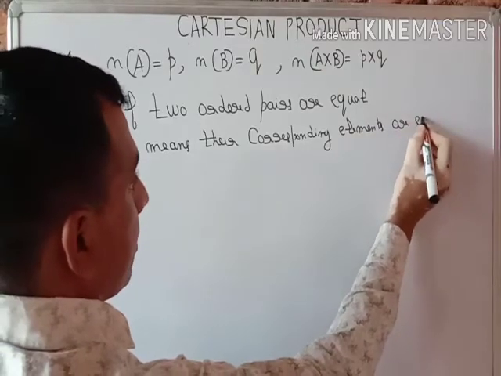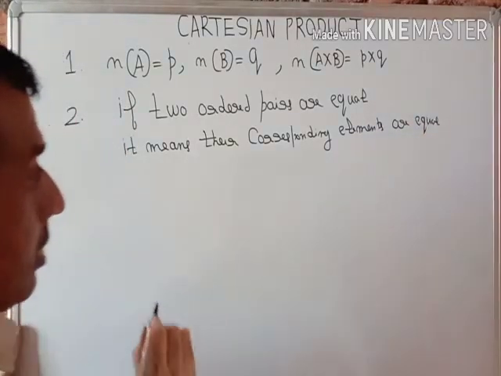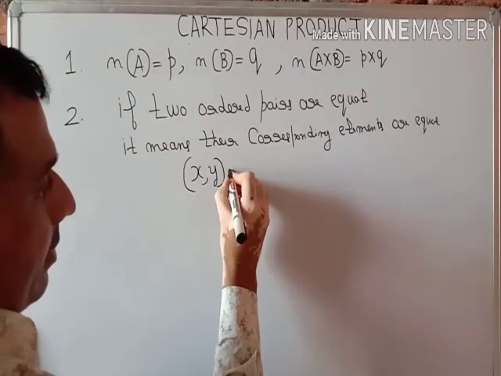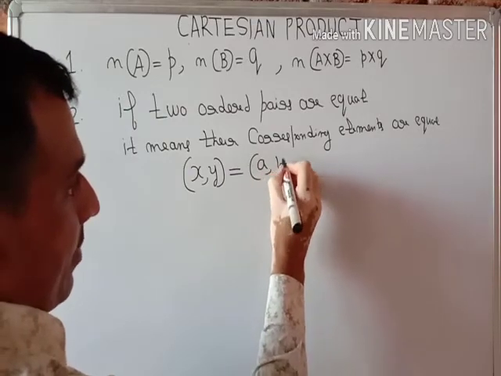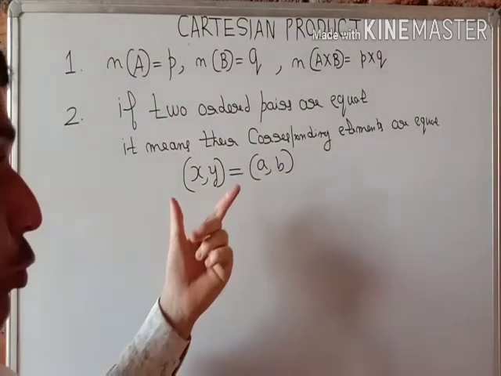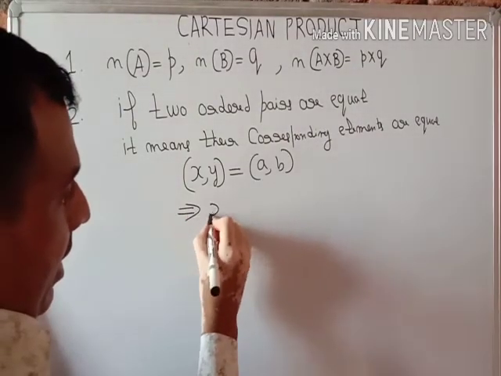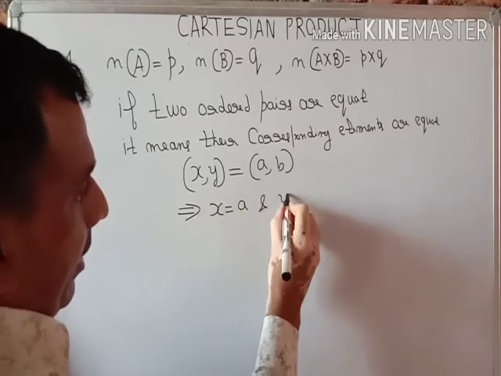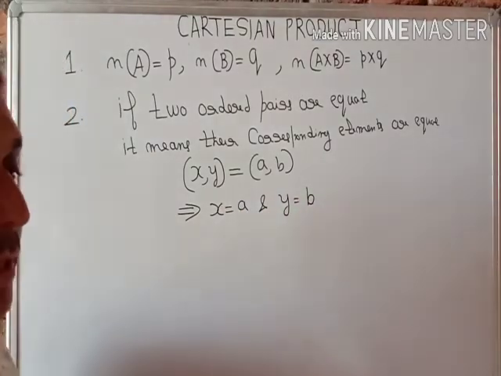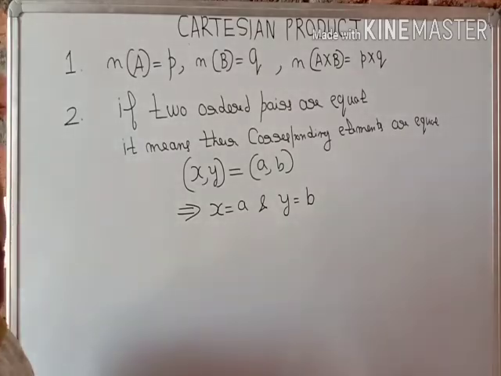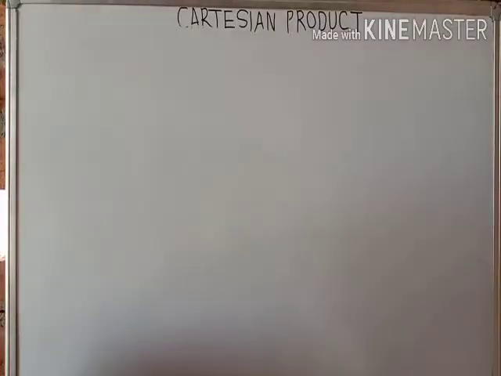Suppose we have two ordered pairs, (x, y) equals (a, b). If these two ordered pairs are equal, then definitely x equals a and y equals b. It means if any two ordered pairs are equal, then their first elements will be equal, and their second elements will also be equal to each other. Now let us discuss the cross product of 3 sets.